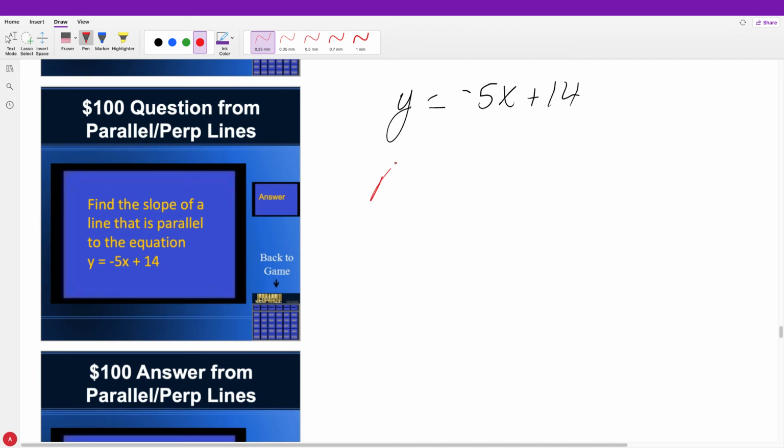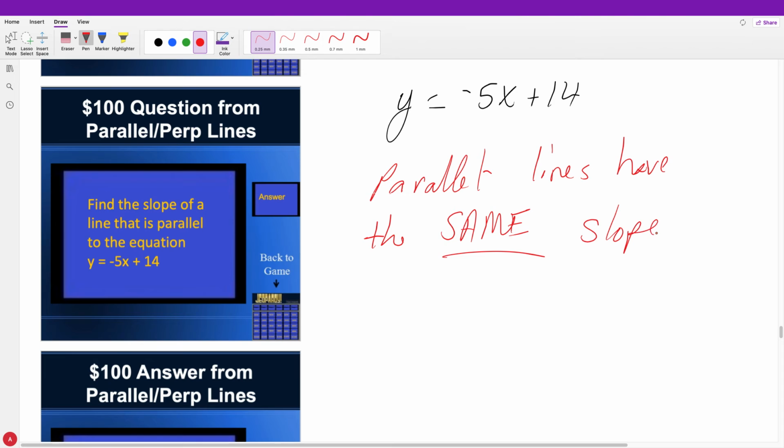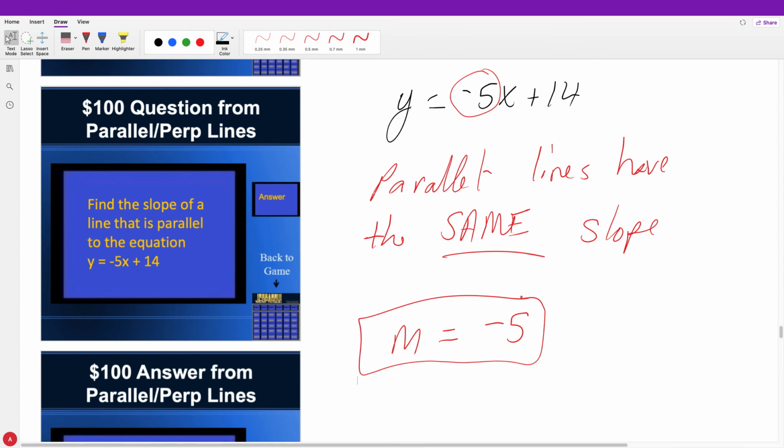Well, we know that parallel lines have the same slope. So all we have to do then is identify what our slope is for this. So our slope is negative 5. That means the slope of a line that is parallel to it must also be negative 5.